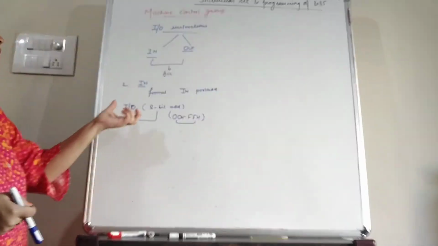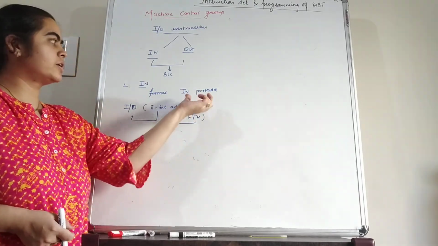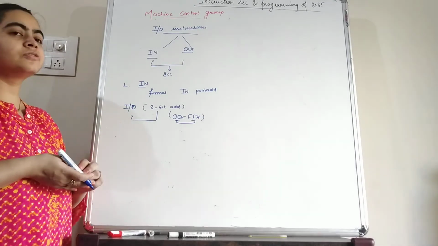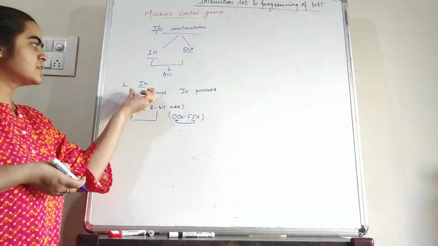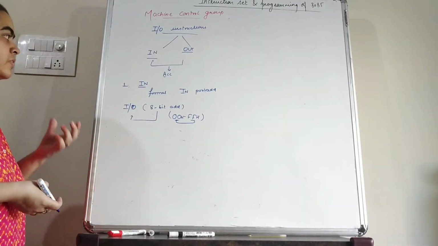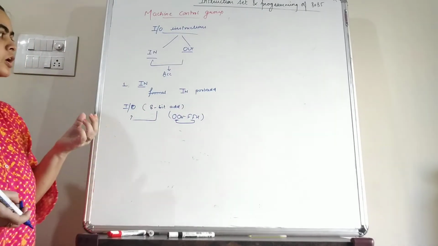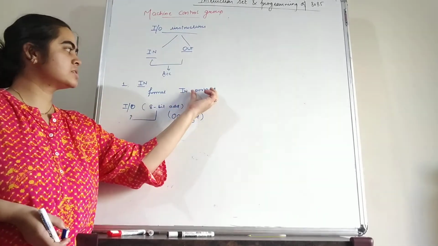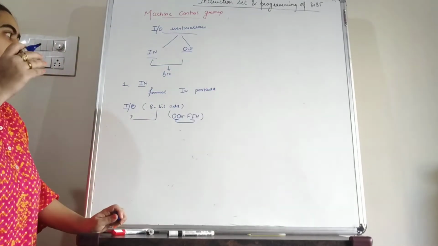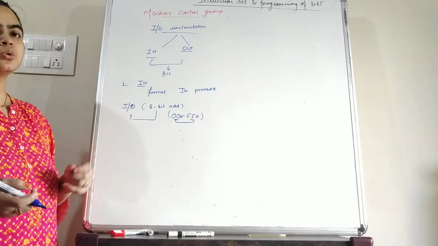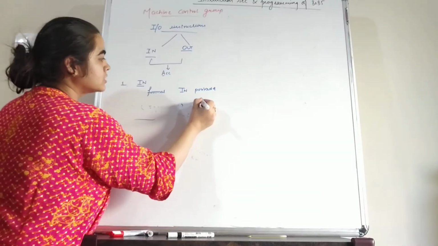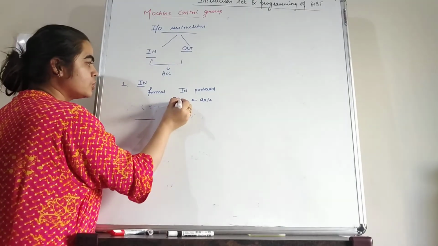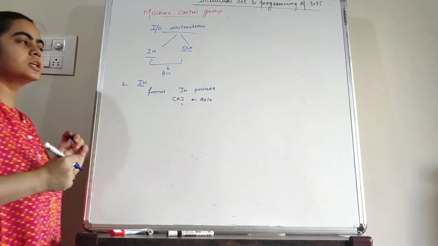come to the point. The format of this instruction is IN and port address. Here the port address is from 00 to FFH, and the meaning of this instruction is that when it is executed, the contents from the particular input output device whose address is given in the instruction will come into the accumulator. So the data from that device comes into the accumulator when we execute this instruction.